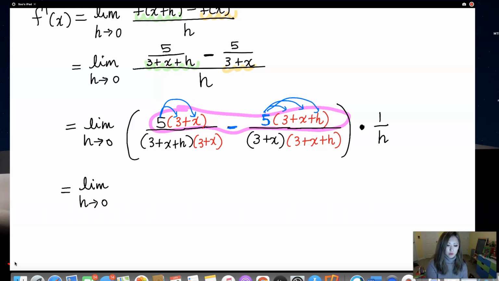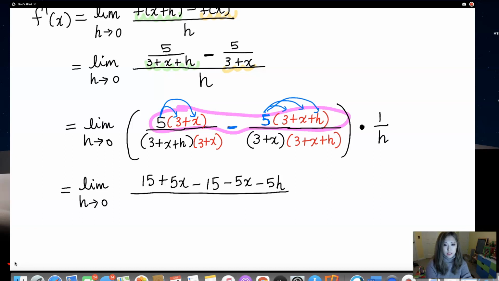So all over, let me draw a big fraction bar, okay? And what we're going to have is 5x, whoopsie, I'm sorry, that's not 5x, 15 first. 5 times 3, 15 plus, and then 5x. All right, let's go to the second part. Negative 15 minus 5x, and then minus 5h. That's looking good. And in the denominator, we just write down the denominator once. 3 plus x plus h, and the other factor is 3 plus x.